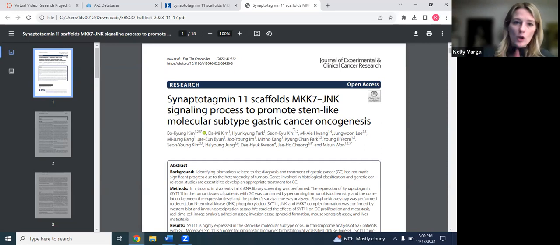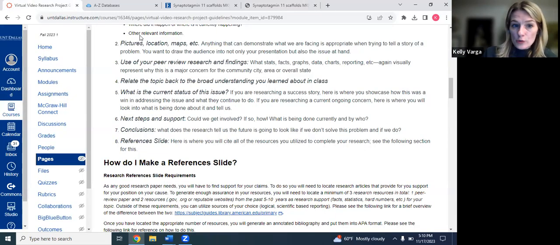So let's go back through, right? I need to bring up the topic. I need to highlight some generalized information. And then from there, I really need to do a couple of different slides that showcase the real research findings. So again, statistics, facts, graphs, data maps, anything that you can find.